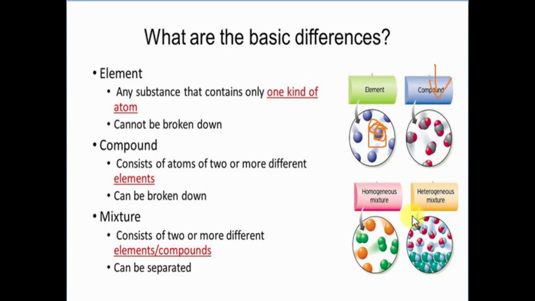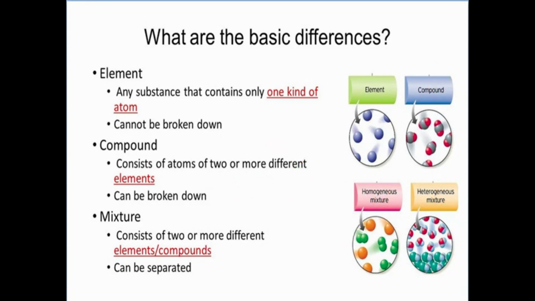If we talk about mixtures, a mixture consists of two or more different elements and compounds. Here in the homogeneous mixture you can see these orange atoms and these green atoms. Two or more different atoms combine to form a mixture, and this is called a homogeneous mixture. In a heterogeneous mixture also, two or more different elements or compounds form a mixture, but some impurities are also present. This is the difference between homogeneous and heterogeneous.